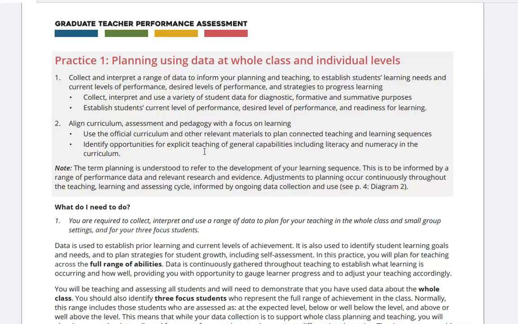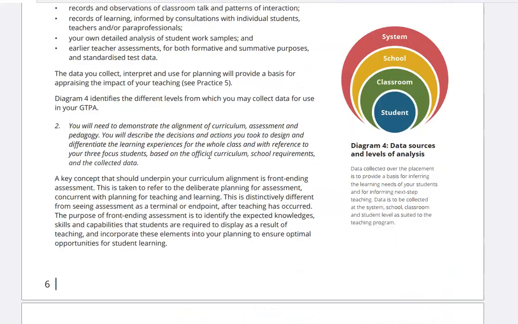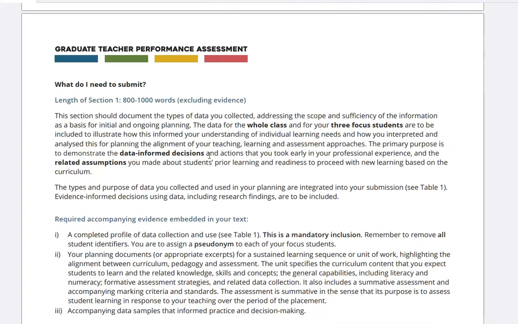So it's set out this way. It goes into the various sections. What do I need to do? It tells you what I'm required to do. A full range of abilities, the whole class. You have 3 focus students, for example. It then goes on to say, what do I need to submit?